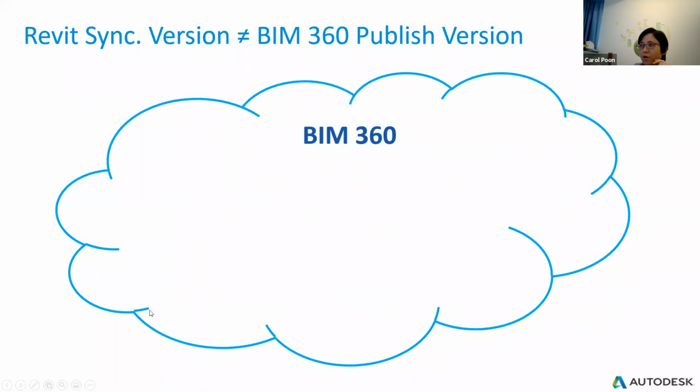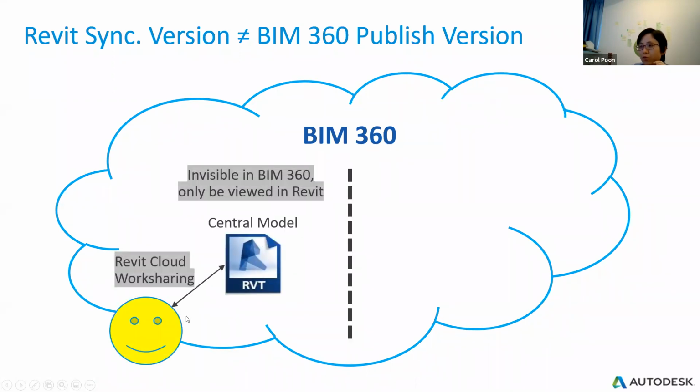So first of all, we choose BIM 360 and we sync our Revit models. We are Revit users and then sync our model on BIM 360. However, at this time, only the Revit users can view the model. And every time you click on sync, maybe every day you update the model 50 times. So it has 50 versions, right? So your BIM 360 would have 50 versions to upgrade.